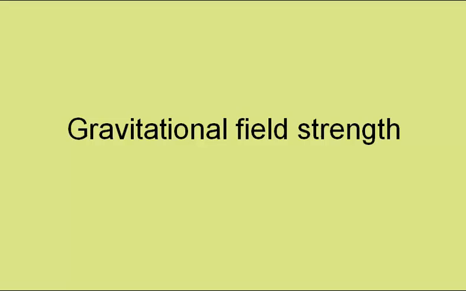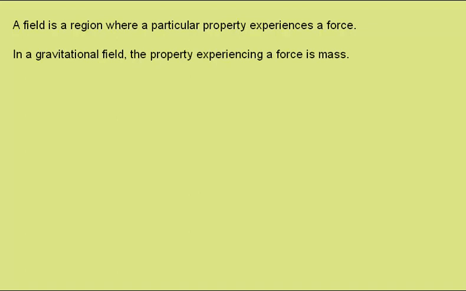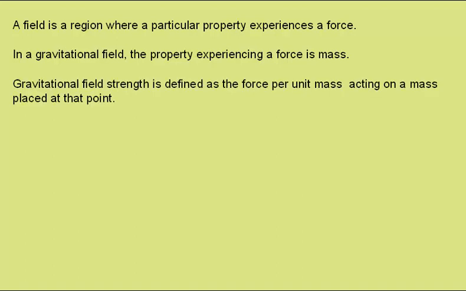Gravitational field strength. A field is a region where a particular property experiences a force. In a gravitational field, the property experiencing the force is mass. Gravitational field strength is defined as the force per unit mass, or per kilogram, acting on a mass placed at that point. So we can write gravitational field strength is equal to force divided by mass, or little g is equal to F over m.